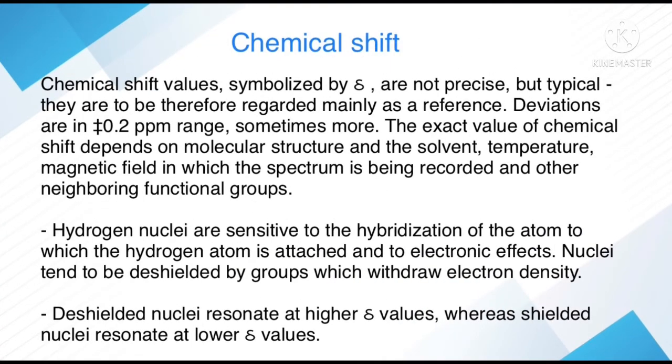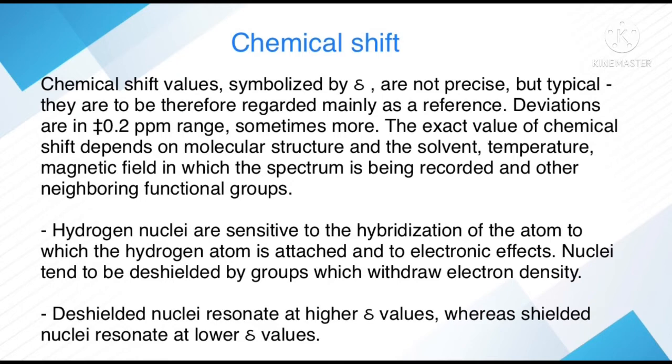Next is chemical shift in proton NMR. Chemical shift values, symbolized by delta, are not precise but typical. They are therefore to be regarded mainly as a reference. Deviations are plus or minus 0.2 ppm, sometimes more. The expected value of chemical shift depends on molecular structure, the solvent, temperature, the magnetic field in which the spectrum is being recorded, and other neighboring functional groups.